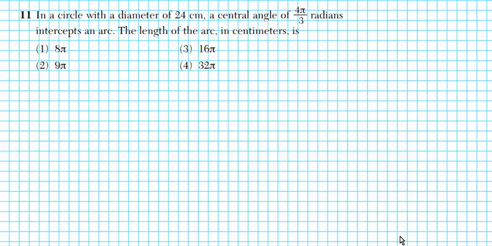It says, in a circle with diameter of 24 centimeters, a central angle of 4 pi over 3 radians intercepts an arc. The length of the arc in centimeters is... In this problem, you need to remember the formula for the length of an arc. So we have s equals r theta. This is the formula for the length of an arc when theta is in radians. If it were in degrees, we would have to use a totally different formula.